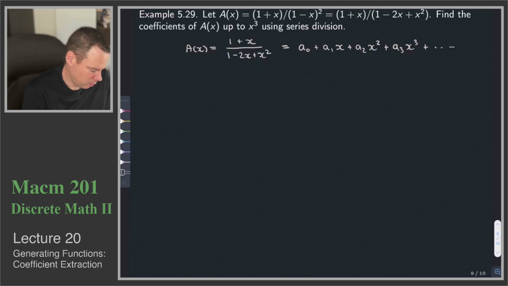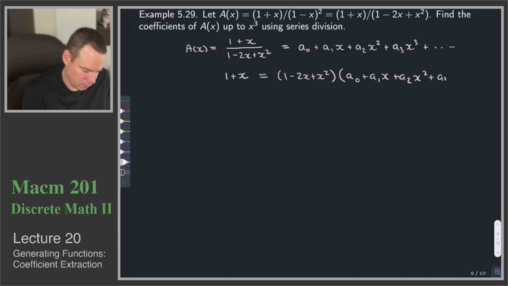Okay, so what are we going to do? Well, I want to solve this quotient problem. That's equivalent to solving this multiplication problem. What do I need to multiply 1 minus 2x plus x squared by in order to get 1 plus x? I need to multiply it by something of this form, where I've got to figure out what the values of the a's are.